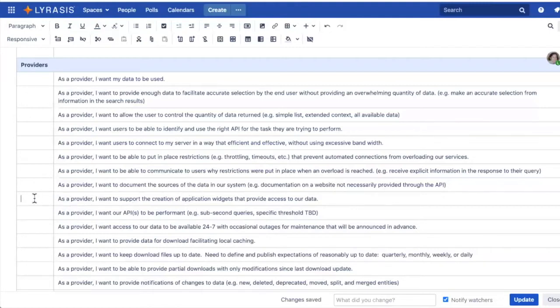All right, so the next one, as a provider, I want to support the creation of application widgets that provide access to our data. Important, yes. I feel a bit at a loss here because at ISNI, we don't really aim at any APIs or application widgets. So I'm not sure if this is part of the requirements for the provider. I wouldn't know how to do it anyway.